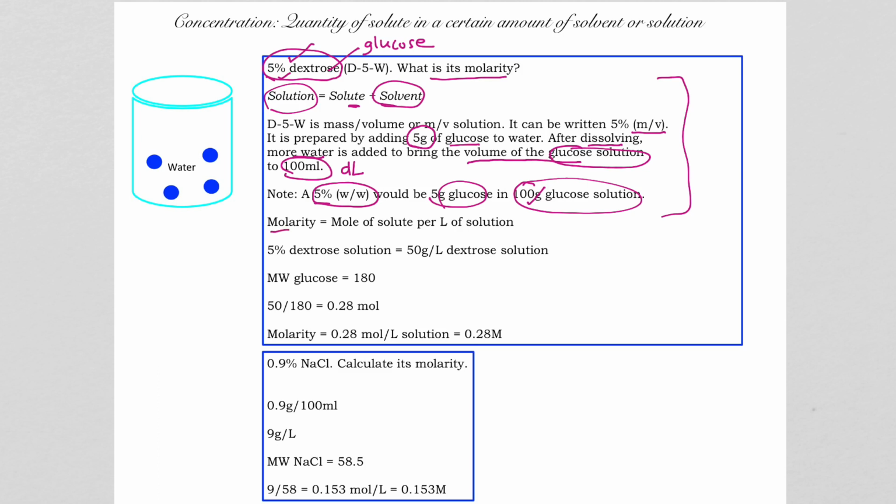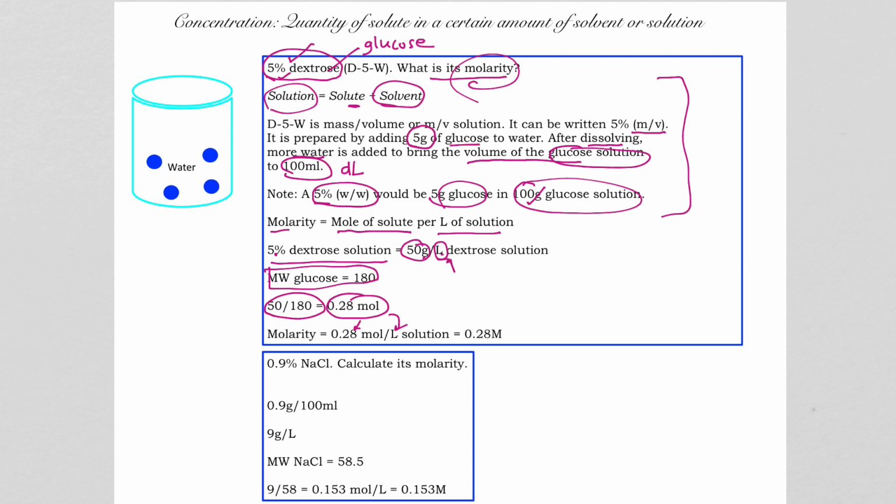Now molarity is how many moles of solute are present in a liter of solution. So for a 5% dextrose solution, because that's 5 grams in a deciliter, a liter is 10 times more, so that's 5 times 10, that's 50 grams. 50 grams is present in a liter. Now the molecular weight of glucose is 180. So 50 divided by 180 gives you 0.28 moles. And this 0.28 moles is in a liter of solution.